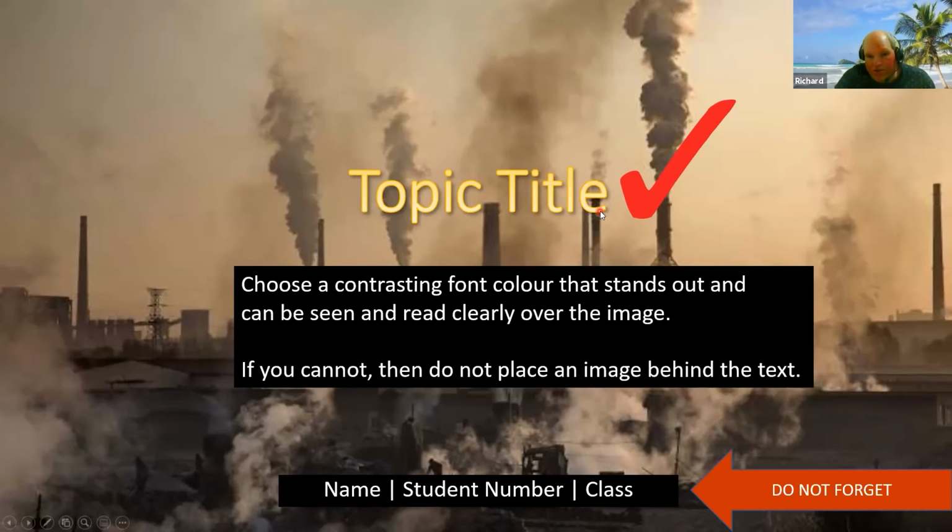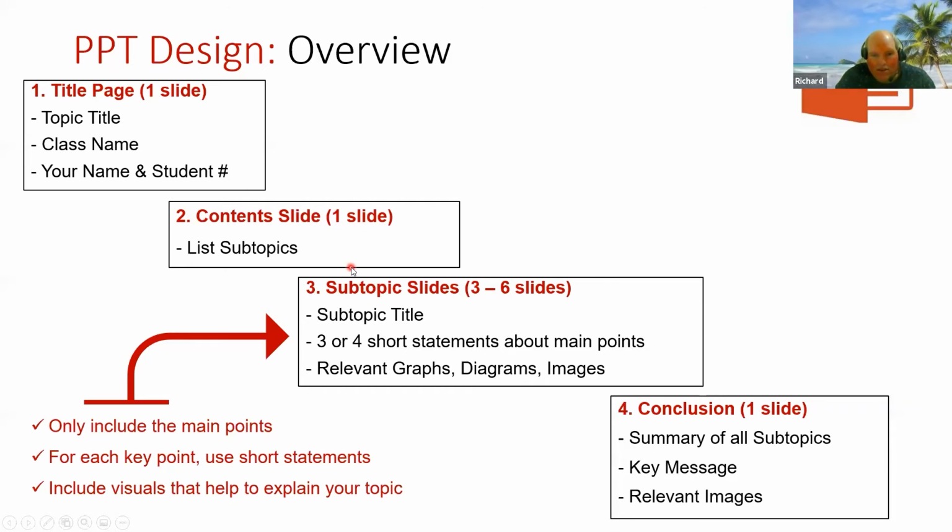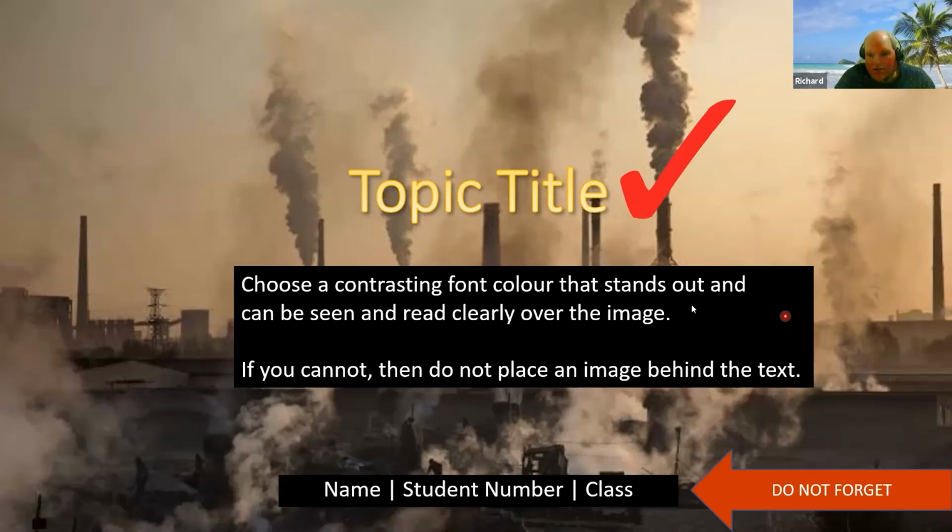So the topic title, nice, big, it's easy to see. And then I've got, choose a contrasting font color that stands out over the picture so it can be easily read. And if you can't do that, then don't put a picture behind the wording. It's just as simple as that.